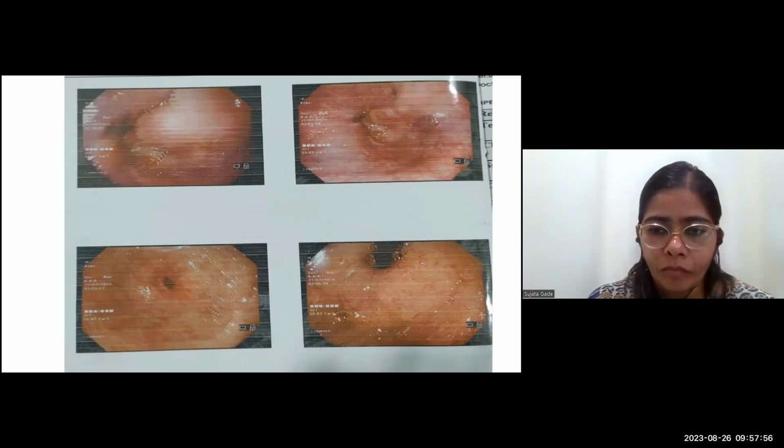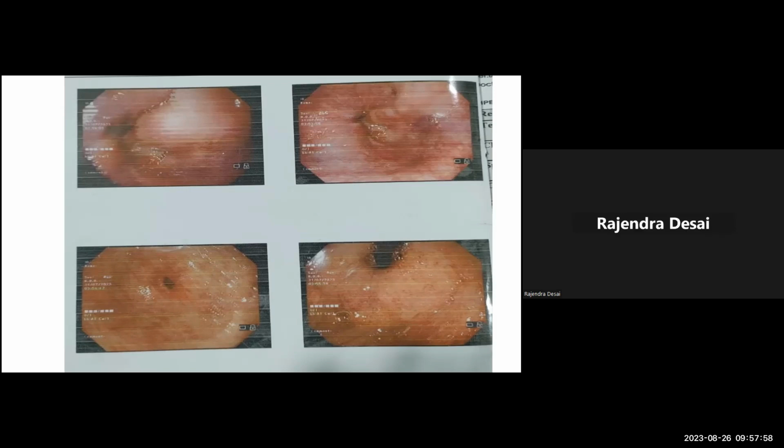Anything else you would like to add, Dr. Desai? Thank you, sir. Perfect. One more thing. What are the lymph nodes you remove in each type?